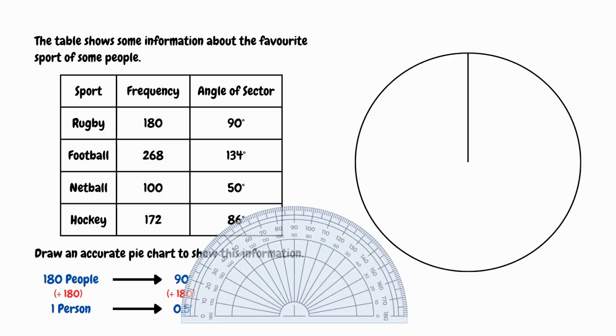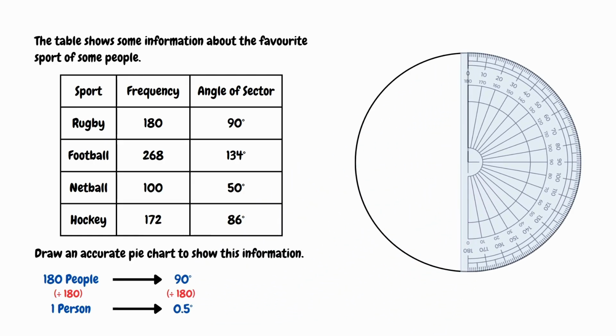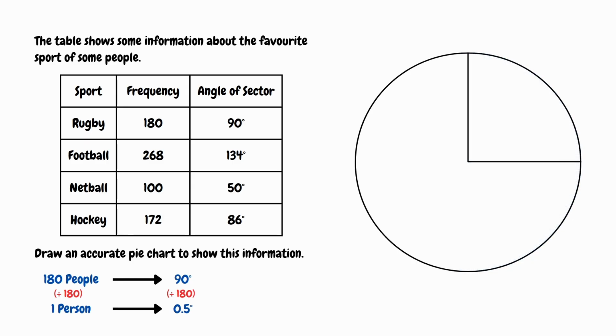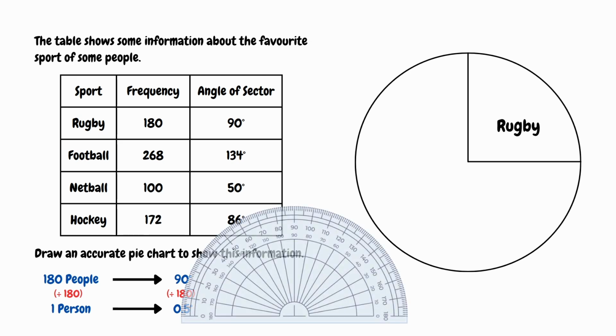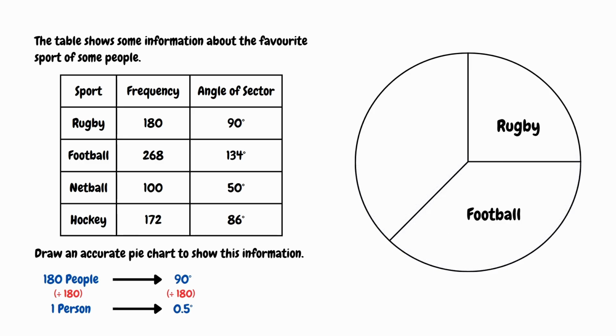So we're going to start with rugby, and we need to draw an angle of 90 degrees. So just like before, I'm going to line up the middle of my protractor with the centre of the pie chart. And then I'm going to use the outside numbers and I'm going to measure clockwise. So measuring 90 degrees, our first line would go there and we'd label that rugby. We're now going to draw our sector for football. So again, lining up the protractor with the centre of the pie chart, I want to measure 134 degrees, which will go here. And then I need to label the sector football.